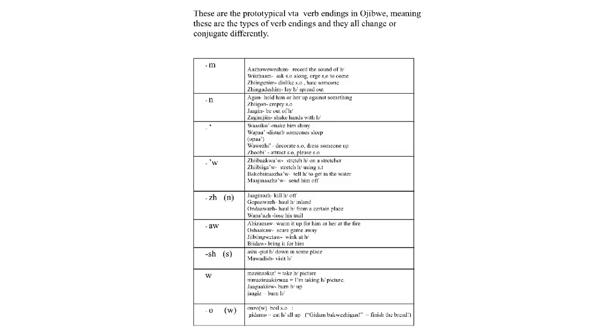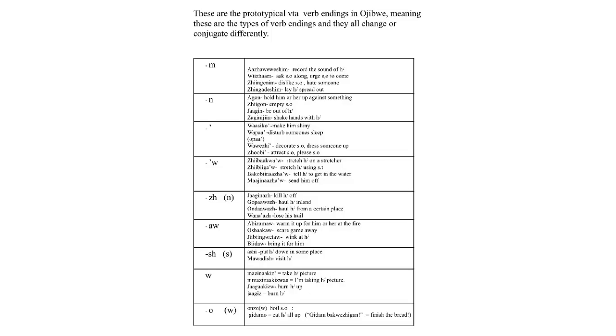So then the next ones are glottal stopped, and that usually means like doing something with something to somebody. So wasiko, you notice wasiko is make him shiny. Wapa, disturb him or wake him up in his sleep, him or her. Another variation is opa. And waweji, decorate somebody or dress them up. And jubit, attract somebody or please someone.